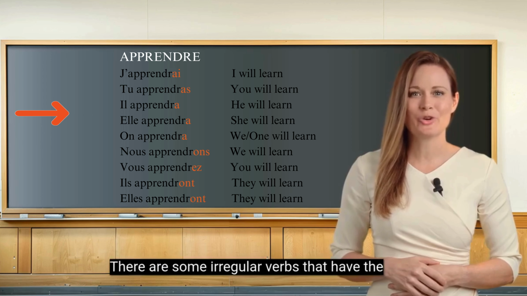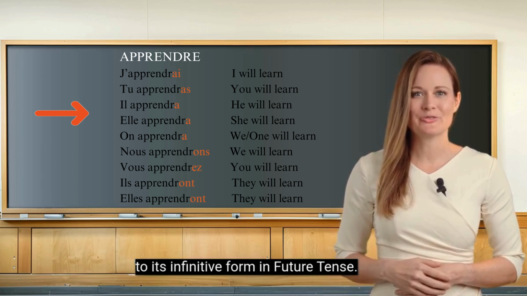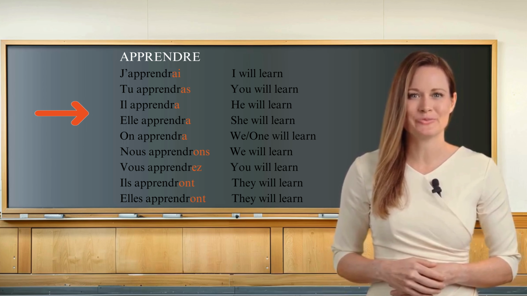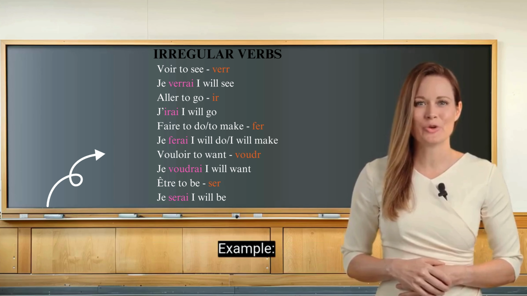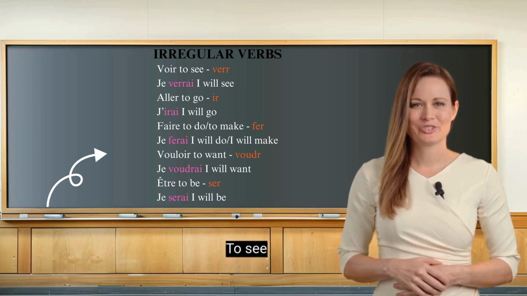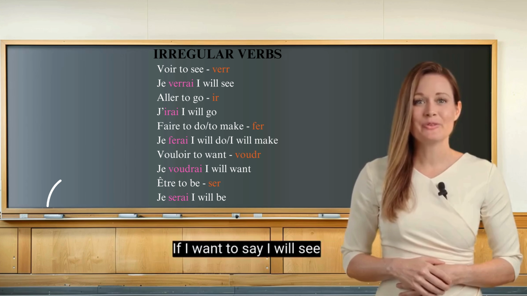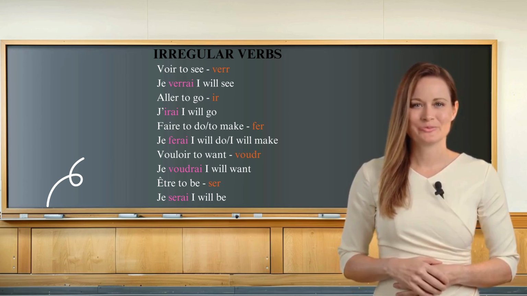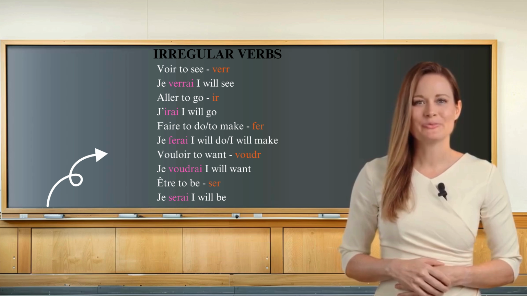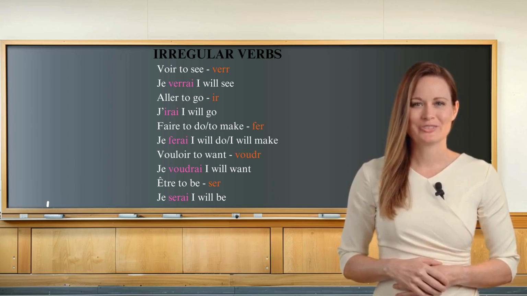There are some irregular verbs that have the same endings, but their stems are completely different from the infinitive form in the future tense. Let's see some irregular verbs. Example: voir, to see. The future stem is ver. If I want to say I will see, I would say je verrai. Aller, to go. The future stem is ir. If I wanted to say I will go, I would say j'irai.